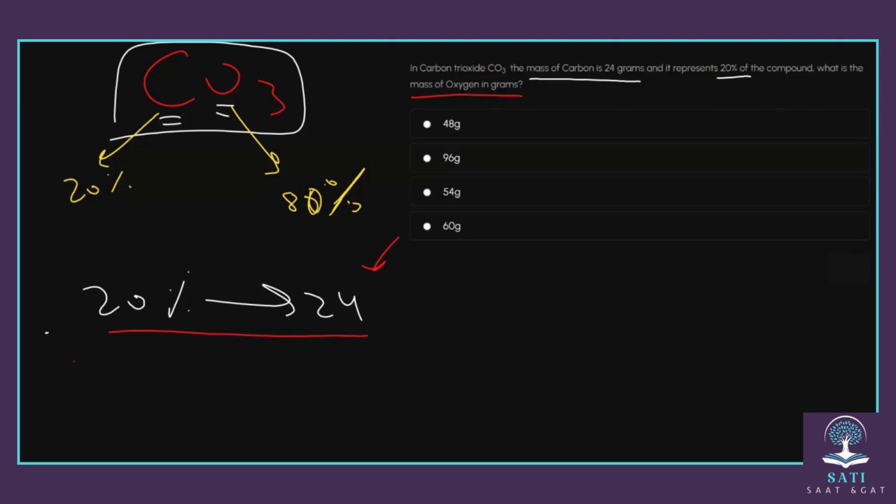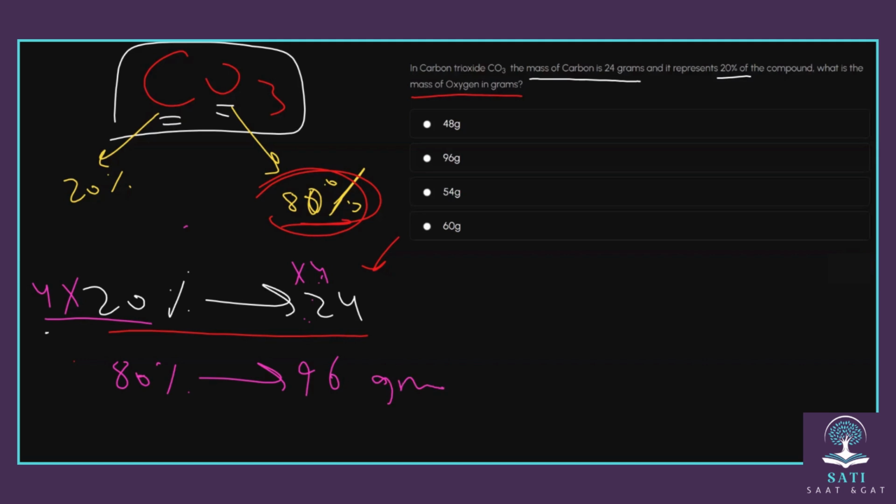Now, if I want to change it to 80%, the 20% gives me 24. If I want to change the 20% to be 80%, it means I multiply by 4, both of them. When I multiply here by 4, I'll get 80%. And here, 4 times 20 is 80, and 4 times 24 is 96. I'll get 96 grams. So that means 80% of the mass will give you 96 grams.